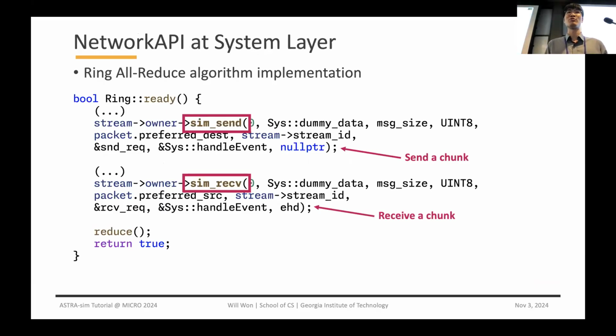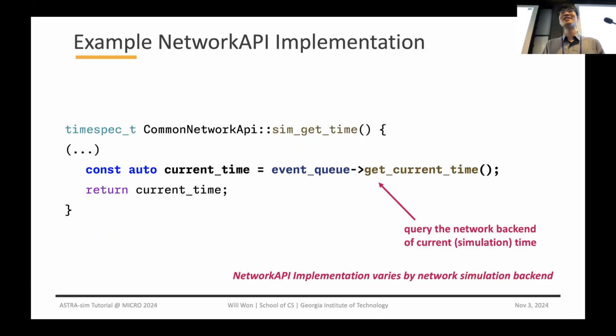In this ready function I mentioned, we are dispatching the send and receive operations to the network. Here we are just calling the SimSend and SimReceive APIs. So which underlying network backend you're using doesn't really matter, because from the system layer's perspective, you're only calling this API. It's our job to bring a new simulator and implement this API so that this entire simulation ecosystem is working. That's why, as an example, I come up with some example API implementation, with a caveat that the implementation may vary by which network simulation backend you're using.